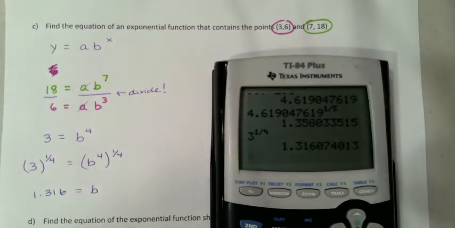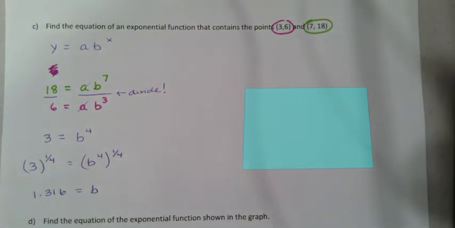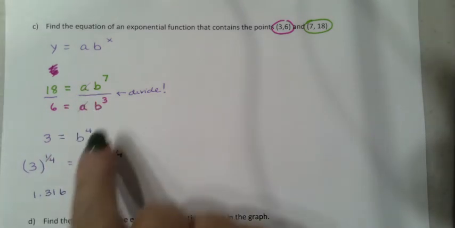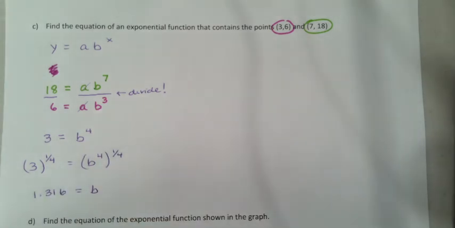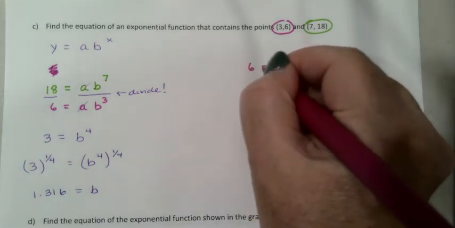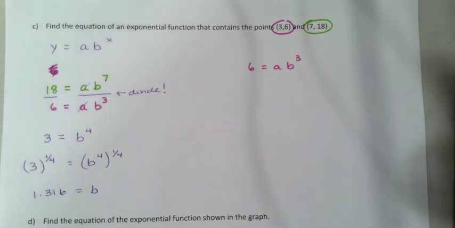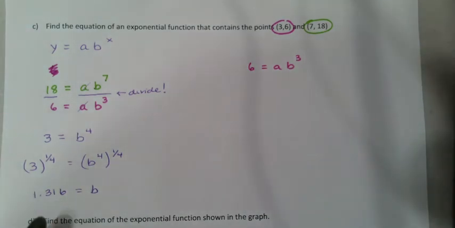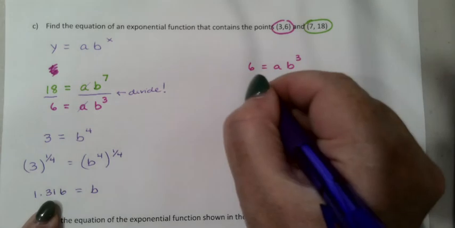Now again, if I'm rounding my final answer to 3 decimal places, that's how I'll eventually put b in for my final answer, but I'm going to save all that in the calculator because I'm not really completely done yet. I still have to find a. You can use either of these equations to find a. It doesn't matter which one. I tend to like to use the one with a smaller exponent. Again, it kind of minimizes my round-off error. So I'm going to go back to 6 equals ab cubed, and I'm now going to plug in the b value that we just calculated.